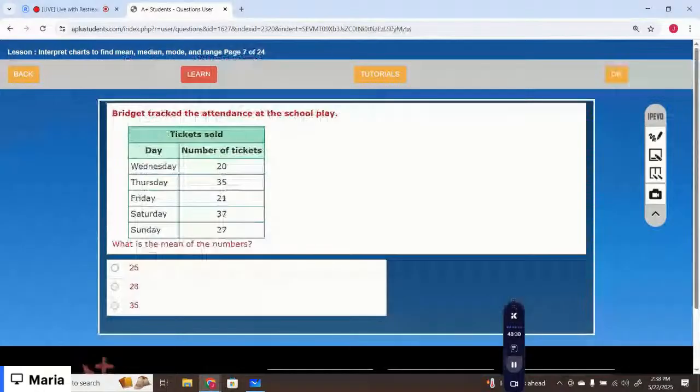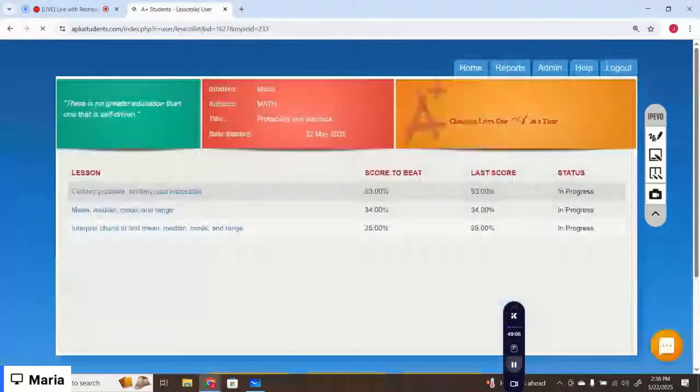At the school playing field, what is the mean of the numbers? They are 20 plus 35 plus 21 plus 27 plus 37. Add them all, that is 140 and then 140 divided by 5 is 28. So the correct option is 28.